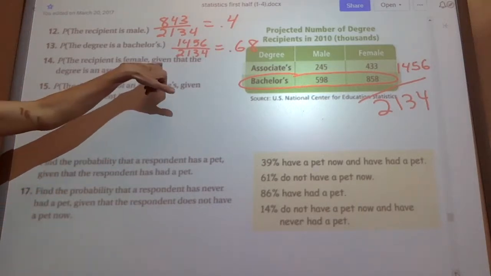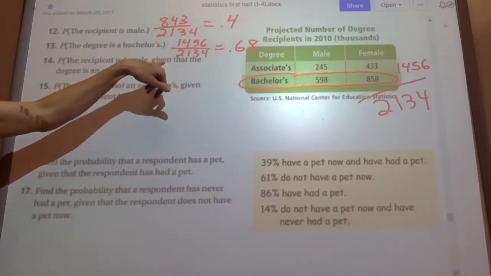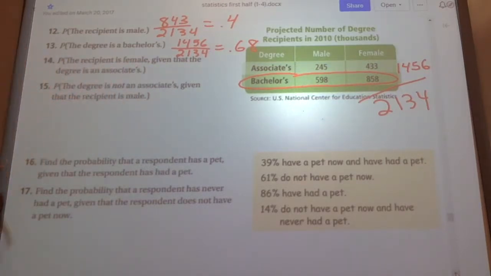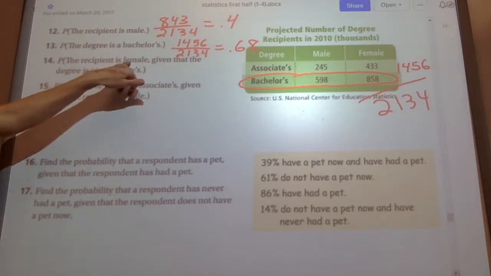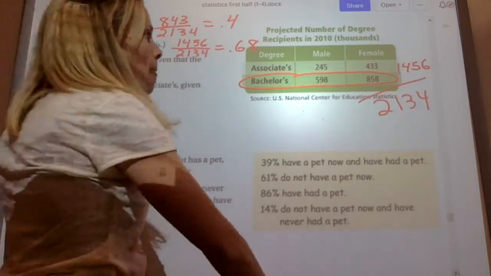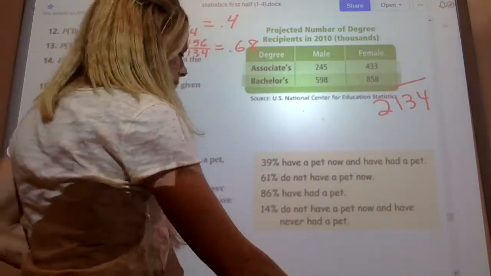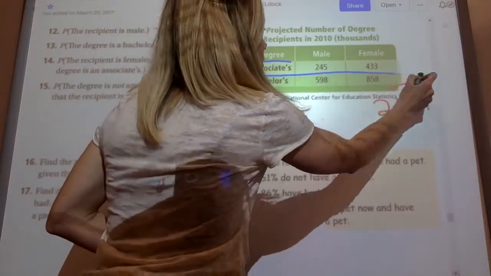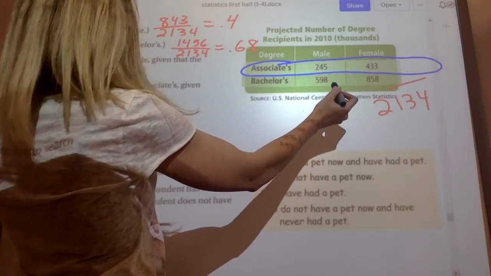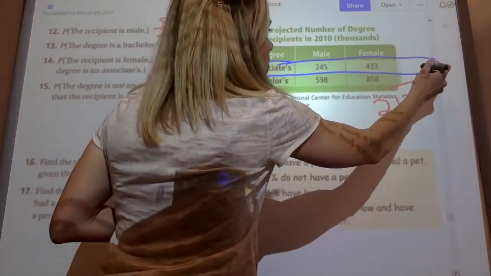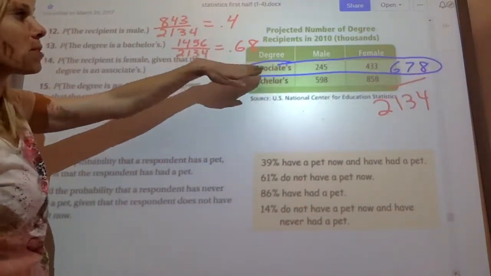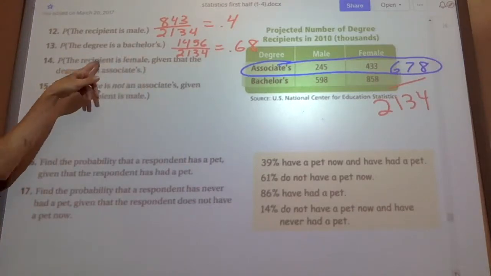Okay, now let's change it. Instead of the line, it has the word given, but it means the same thing. You can see it both ways, either with that line or the word given. So this one says, what's the probability the recipient is female given that the degree is associate's? So now my given population is associate's, and I already have that. Add those together. What is it? 678. So out of the 678 people with an associate's degree, what's the probability the recipient is female?